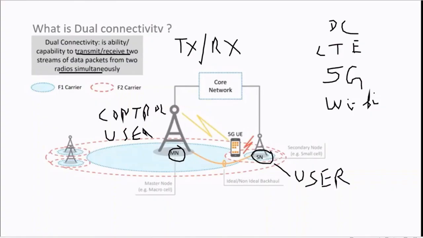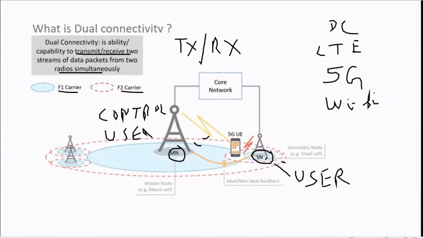Also, you can see here I have two carriers. One is the F1 carrier and one is the F2 carrier, right? So this master node has both carriers. You can see here the blue one and the red one. So the master node has two carriers, F1 and F2. The secondary node also has two carriers, the blue and the pink one, F1 and F2. So it is a little bit different from carrier aggregation, right? In case of carrier aggregation, we have only one BTS and only one scheduler. But here I have two BTS, or you can say two schedulers.